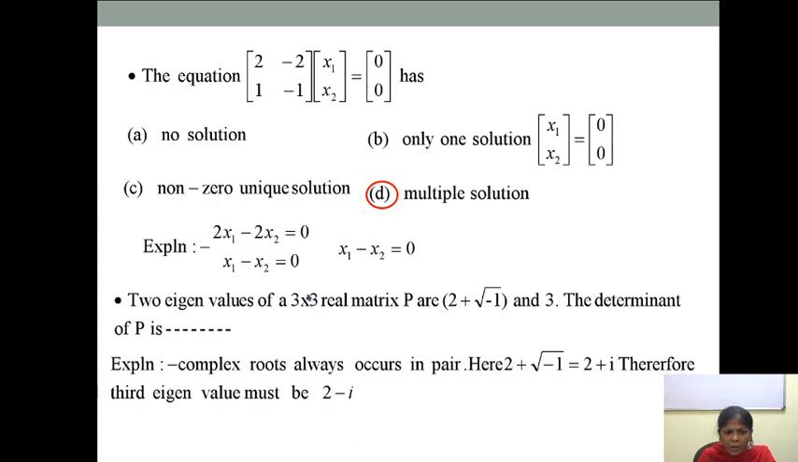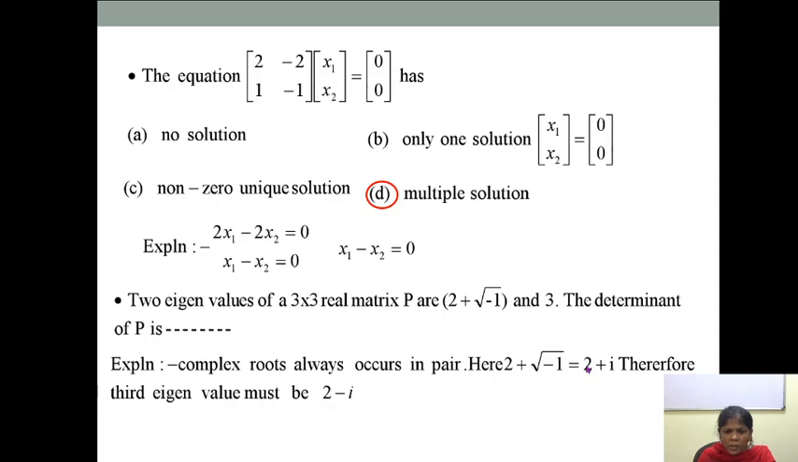So the order of the matrix is 3 by 3, but only 2 eigenvalues are given, out of which, if you observe this carefully, I can write it as 2 plus under root of -1. Under root of -1 is what? i. So this is 2 plus i, which is an imaginary root, a complex root, and there is a property of complex roots that if it occurs, it always occurs in pair.